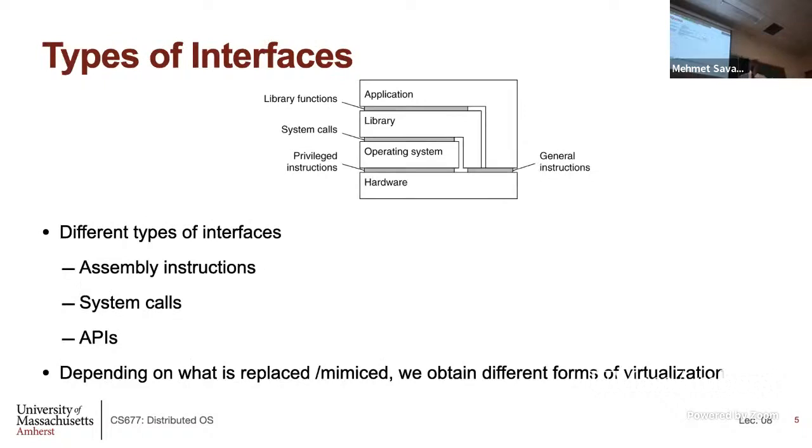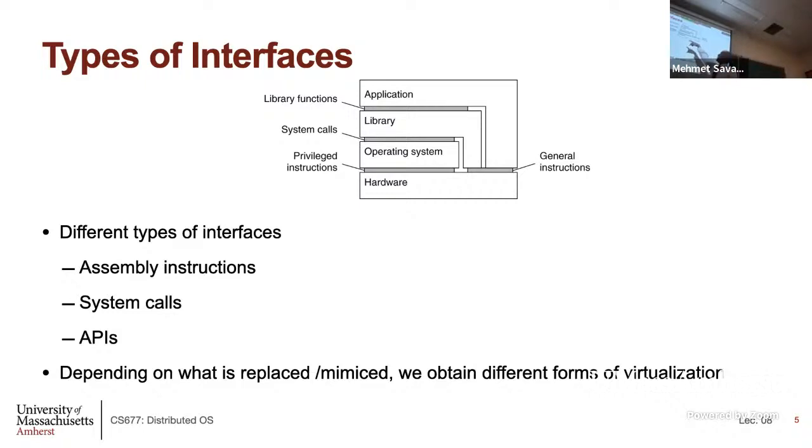Okay? So let me now give you some examples of what this interface I was talking about is, that you want to emulate or mimic. Okay? So there are many flavors of virtualization. Virtualization is not one thing. You will see that there are different types of virtualization, different flavors of virtualization, and they might differ in what is the interface that you are trying to mimic. Okay? So we'll talk about three types of interface.